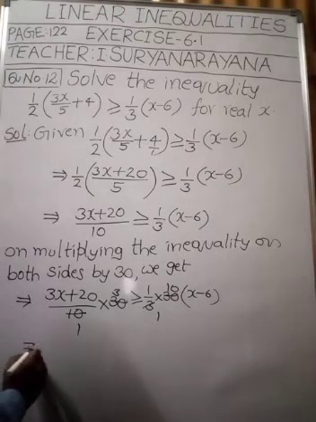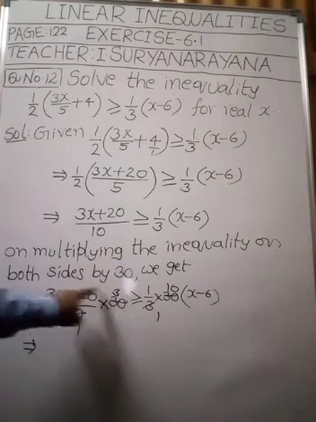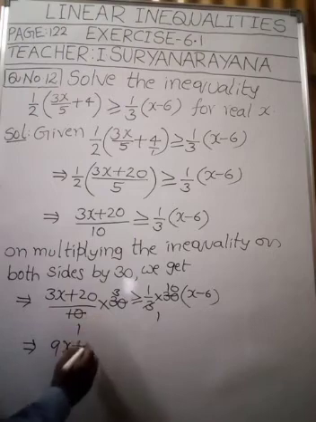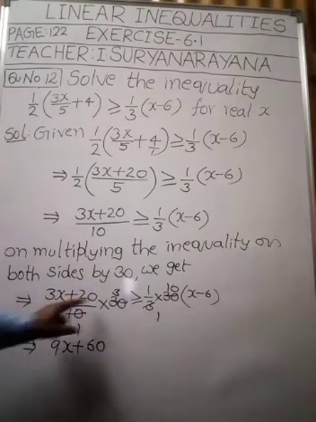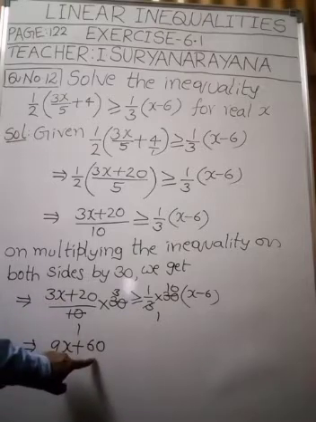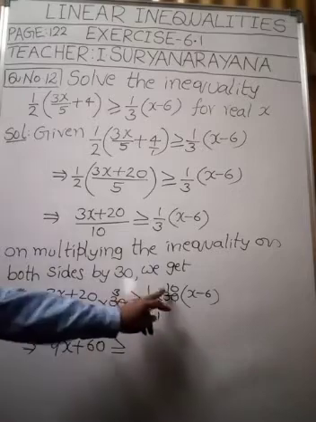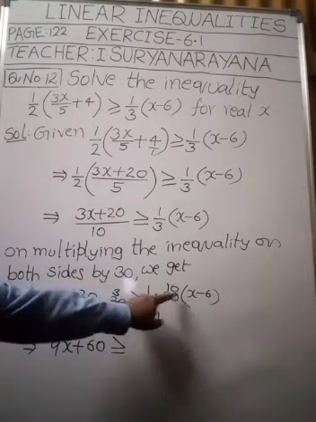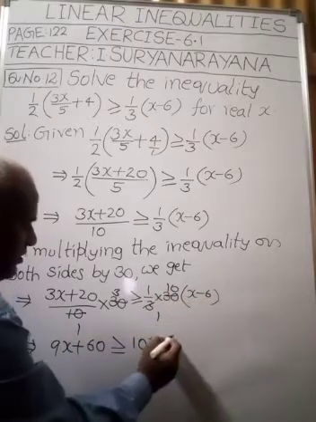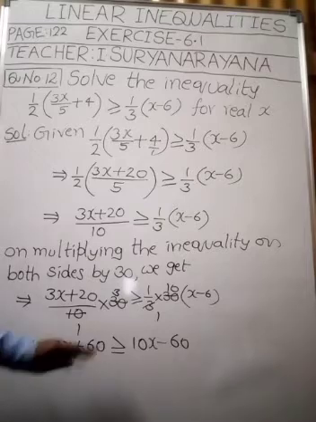Right. This implies, now let us multiply using the distributive property. 3 3s are 9, 9x plus 3 20s are 60. We multiply by using the distributive property. Understood this LHS, my dear children? Right. Is greater than or equal to. Here also we use the distributive property. 10 into x, what will you get? 10x minus 10 into 6, what will you get? 60. Understood this step, my dear children?